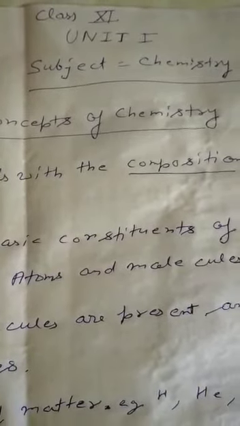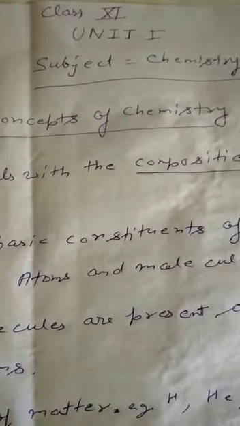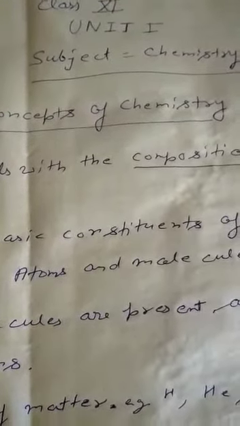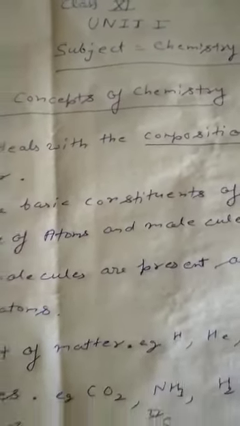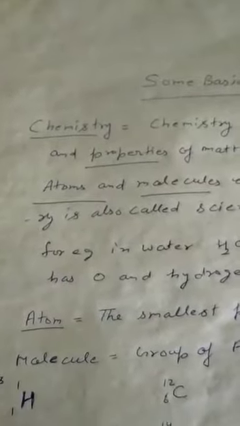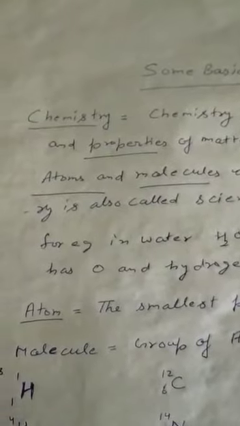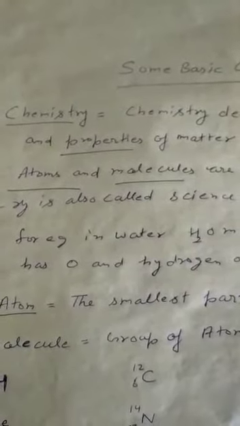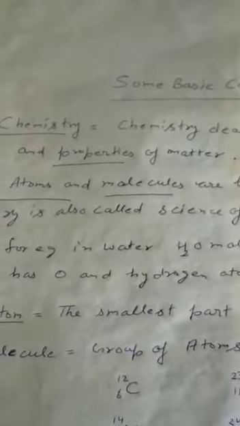Students, today we will discuss the first chapter in your 11th class chemistry subject, and that is some basic concepts of chemistry. Now, first thing, what is chemistry? As you all know, chemistry is a branch of science, and we can define chemistry as: chemistry deals with the composition, structure and properties of matter.